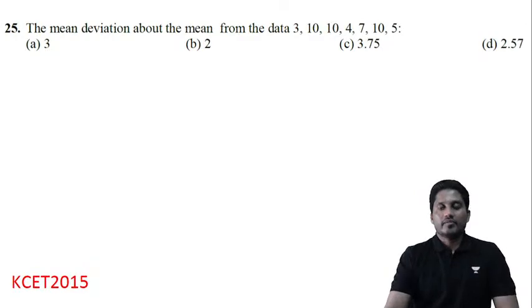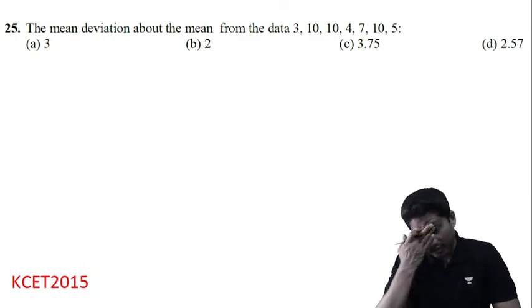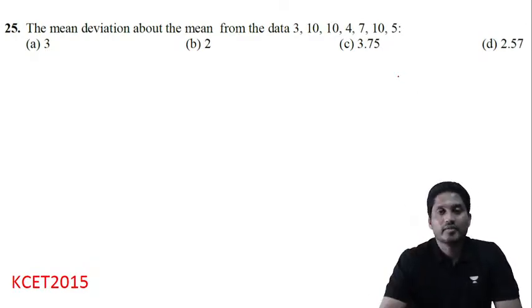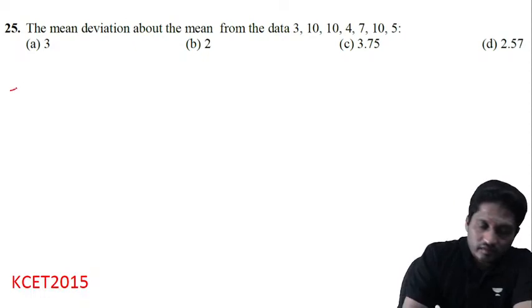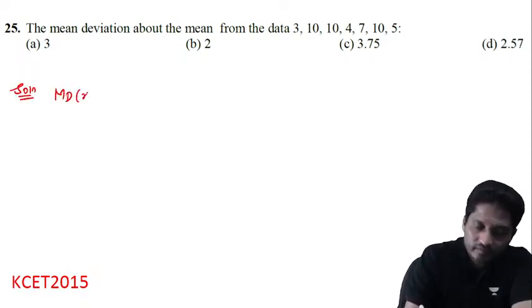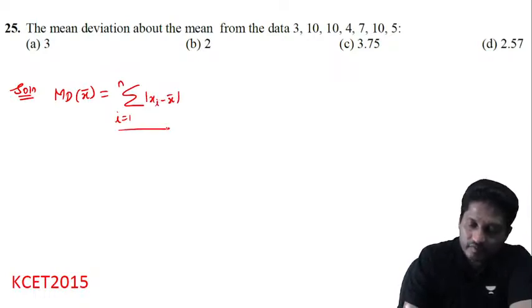Mean deviation about the mean from the data. In statistics, sometimes one question will be there: deviation about the mean, deviation about the median, or relation between the coefficient of variation and standard deviation, right? Now, mean deviation about the mean is equal to summation i equal to 1 to n of modulus of xi minus x bar, whole divided by n. That is the mean deviation about the mean formula.